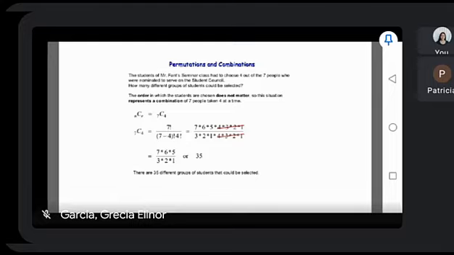Cancel the 4 times 3 times 2 times 1. 7 times 6 times 5 divided by 3 times 2 times 1 is 35. There are 35 different groups of students that could be selected.